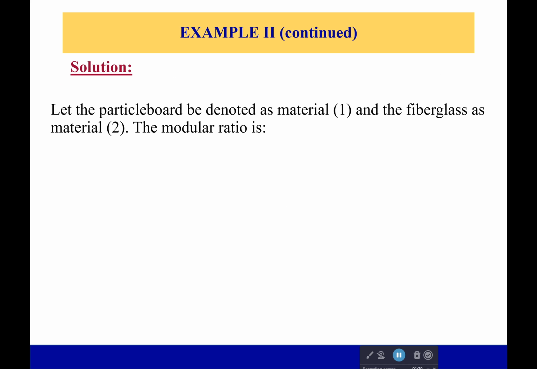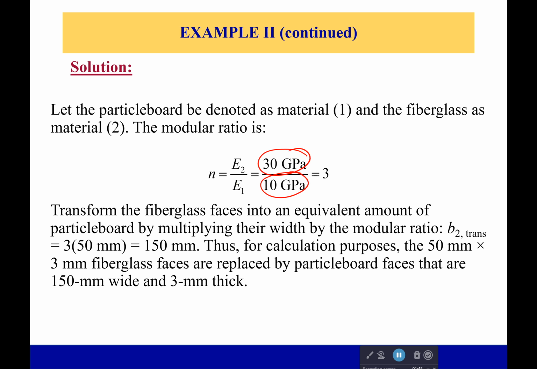For this, we're going to say the particle board, the center one, is material 1, and the fiberglass on the outside is material 2. We can get the modular ratio by looking at their moduli: fiberglass over particle board, so it's going to be equal to 3. Now, we're going to transform the fiberglass faces into an equivalent amount of particle board by multiplying their width by the modular ratio. So they get wider. They were 50 millimeters, now they're going to be 150 millimeters.